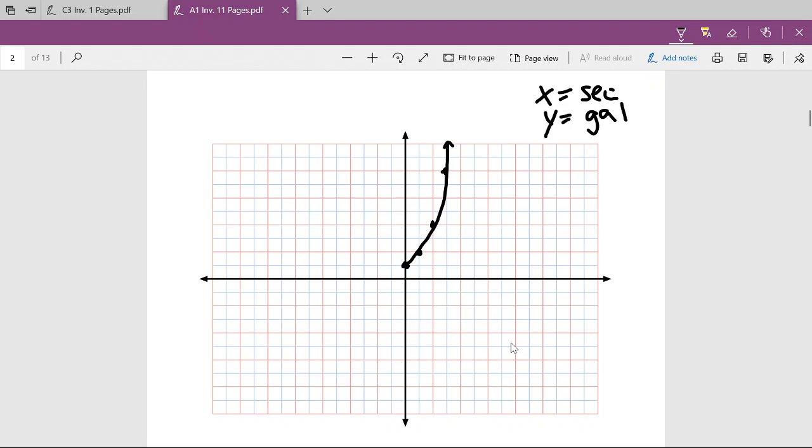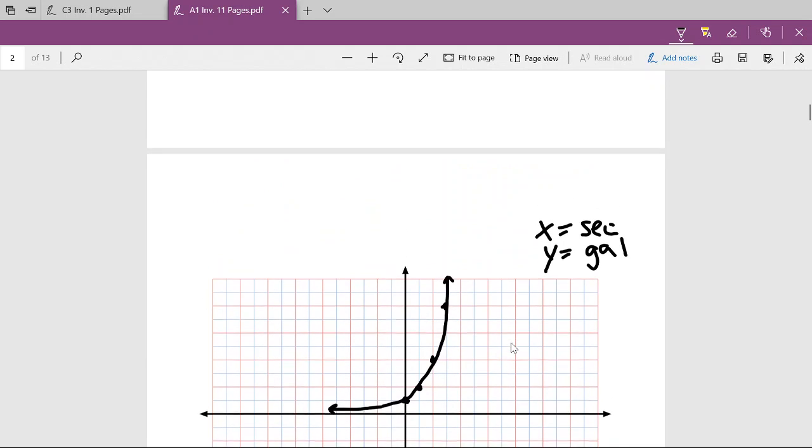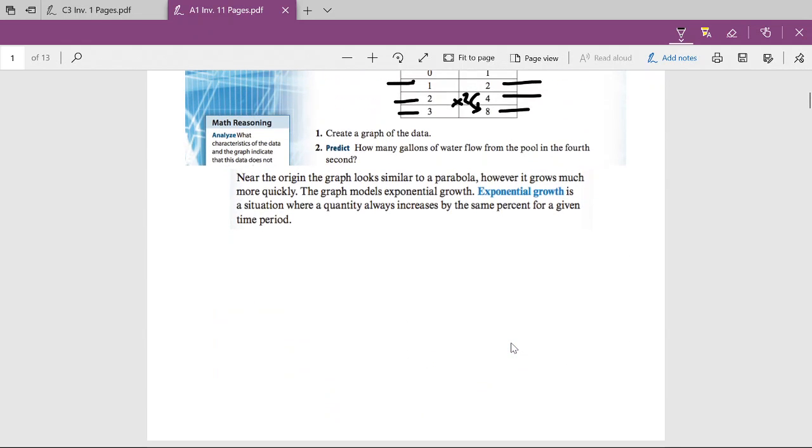Now, that kind of looks like a parabola. It's actually not, though. If we had negative seconds, we would see that it would follow along like this down towards the x-axis, never touching, actually. Kind of like an asymptote, the x-axis, we're not touching with this one.